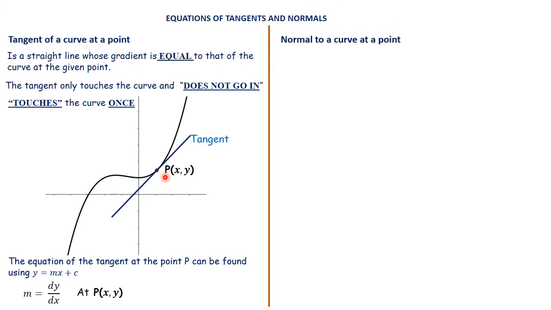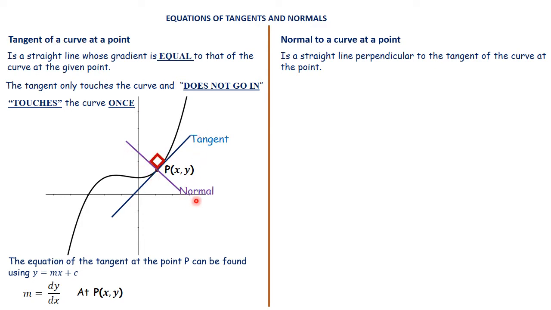Let me go to the next part. Normal to a curve. Let me say that a normal to a curve is a straight line perpendicular to the tangent of the curve at a point. So when you talk about a normal to a curve at a point, it is that straight line that's perpendicular to the tangent of that particular curve at the particular point. In our case, point P. For example, we have a line like that which is perpendicular to the tangent. That becomes the normal.